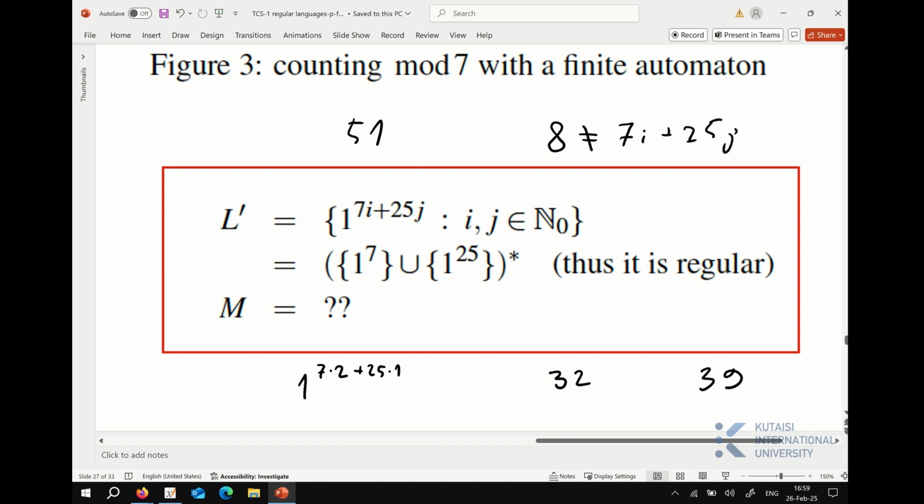Now I'm telling you that this thing is regular. Why? Because 1 to the power 7, just 7 ones concatenated, is regular. 1 to the power 25 is regular. Their union is regular, of course. This is the definition. And then their star is exactly this. 7 ones, 25 ones, and then their star, all kinds of concatenations. So this is regular. If you believe me, then can you build a machine that does this?